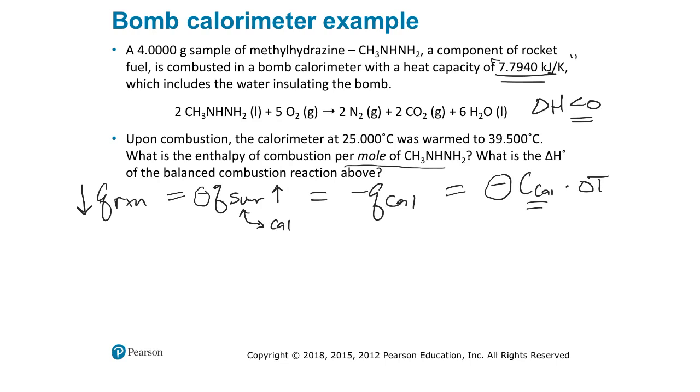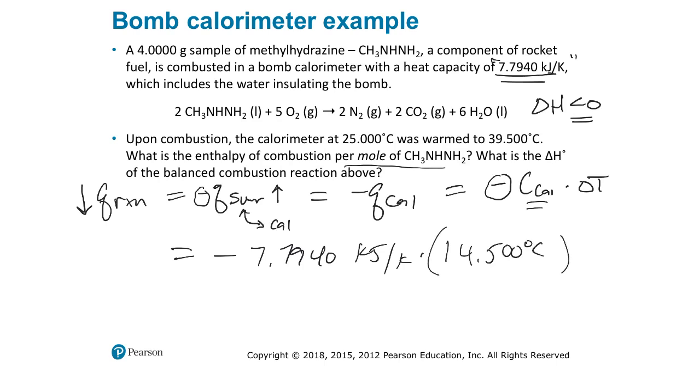So all we have to do to find Q reaction is take the negative of the 7.7940 kJs per Kelvin and then multiply that by the delta T, final minus initial. So in this case here, that's 14.500 degrees C. Okay, so that works out to be 7.794 times 14.500. I did my math wrong. Let me do it again. 7.7940 times 14.5, negative 113. And it's already in kJs.